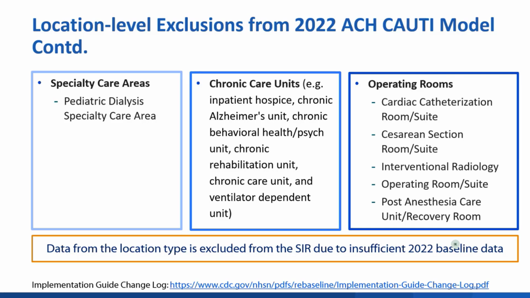Operating rooms are also another excluded group. This includes not only standard ORs, but also specialized surgical procedure areas like the cardiac cath suites, C-section rooms, and interventional radiology and post-anesthesia care units. Again, for these location level exclusions, because there was not enough 2022 baseline data to generate reliable SIR for these location types.